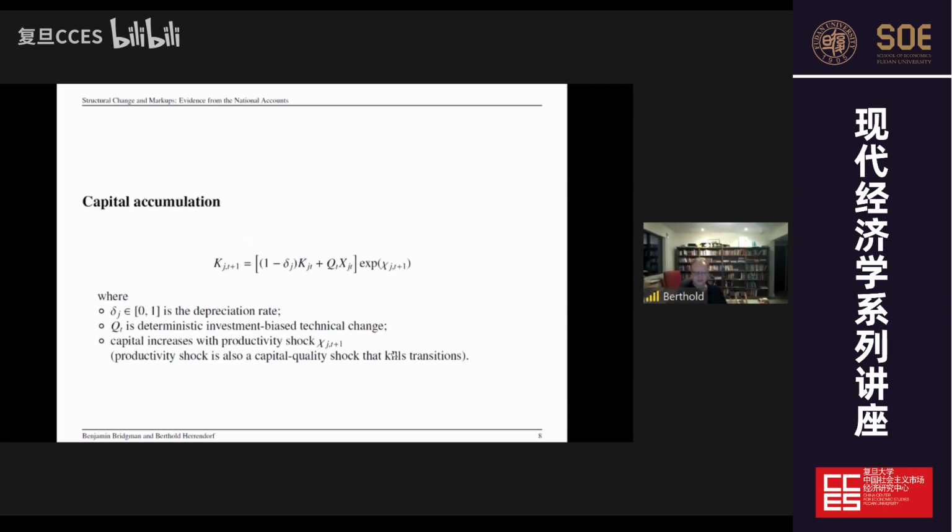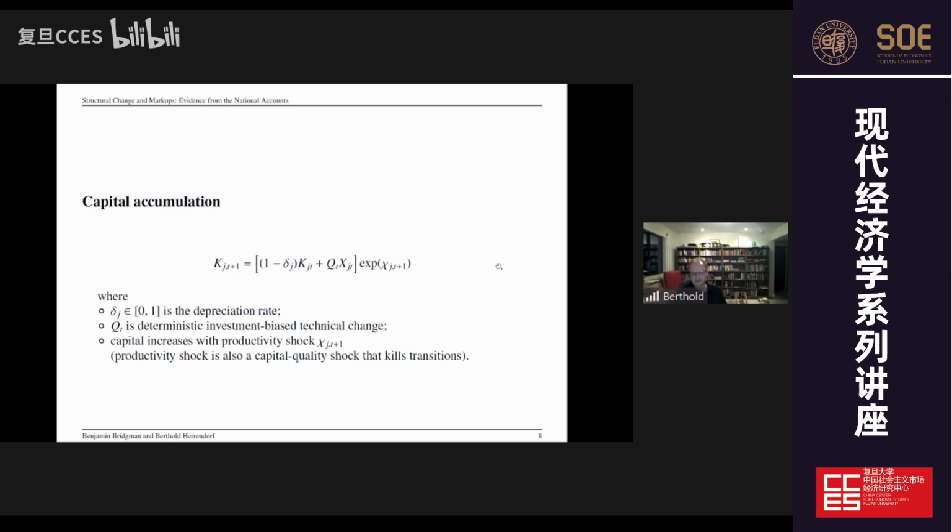Capital accumulation, standard thing. Take today's capital, it depreciates, so the undepreciated part is 1 minus delta K. Invest X, now we want to capture the fact that the price of capital is falling, which corresponds to the quality of a given unit of output that I invest is increasing. So over time, Q is going to increase with a deterministic trend. So over time, the invested X is going to be translating into more and more capital next period.